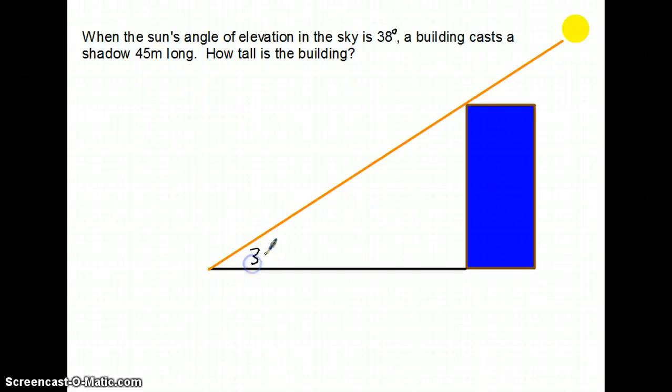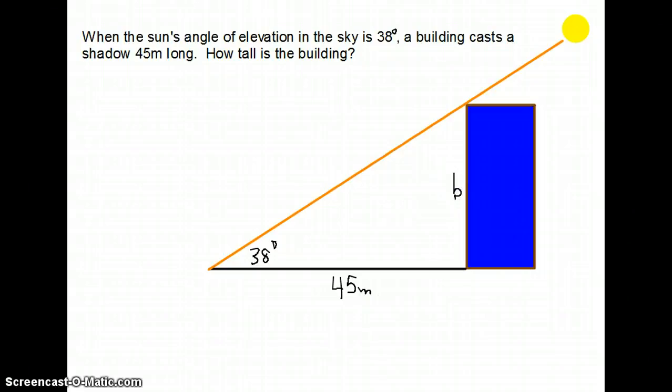So that's given. Angle of elevation. So if you're standing here and you're looking up at the sun, your eye has to turn skyward by 38 degrees. That's what this means. The building's shadow, this segment on the ground in black here, is 45 meters long. The question is, how tall is the building?